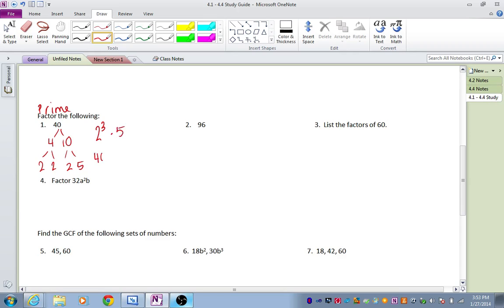It's also possible to do it without a factor tree, and that's perfectly fine. Remember, you start with your smallest prime number. The smallest prime is 2, which does go into 40, and 40 is 2 times 20. 20 is 2 times 10. 10 is 2 times 5, and we're done. So now we would just write 2 to the third power times 5, and we get the same answer.